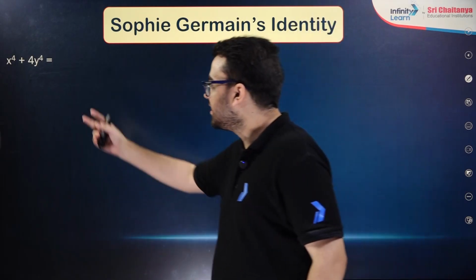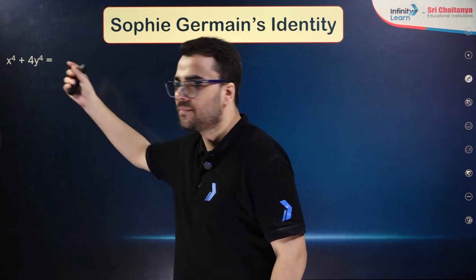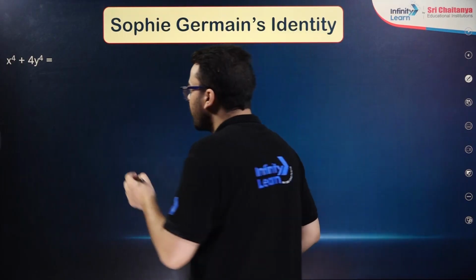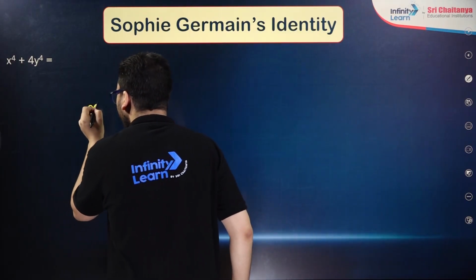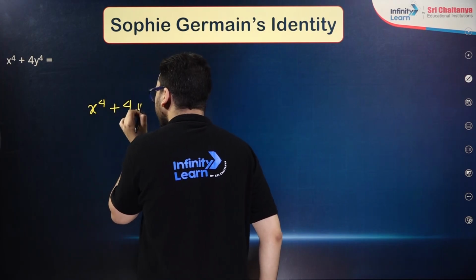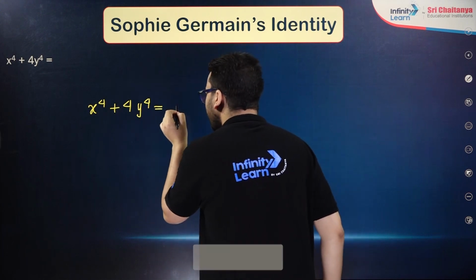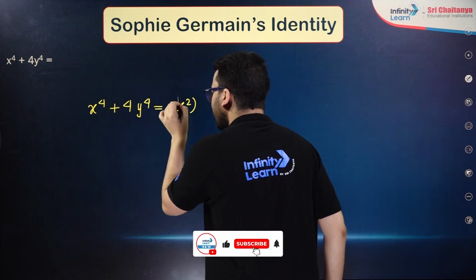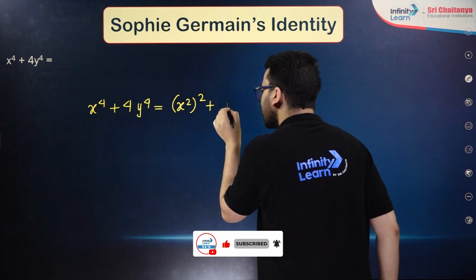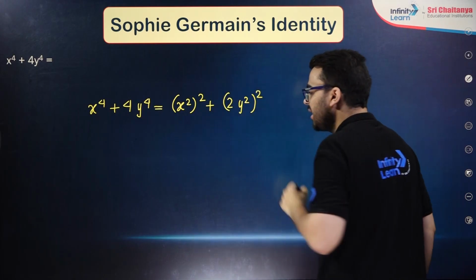So you see, basically Sophie Germain's identity is the factorization of this type of expression, x raised to the power 4 plus 4y raised to the power 4. So let's do it first. Let us prove it. So x raised to the power 4 plus 4y raised to the power 4 can be written like this: x square the whole square plus, you see this thing is nothing but 2y square the whole square, right?